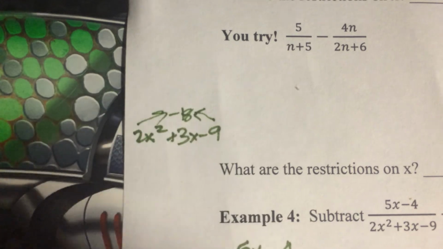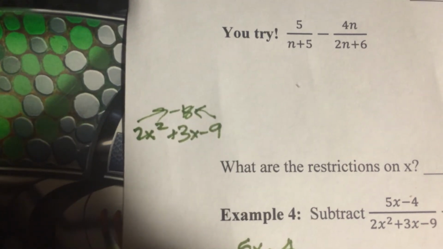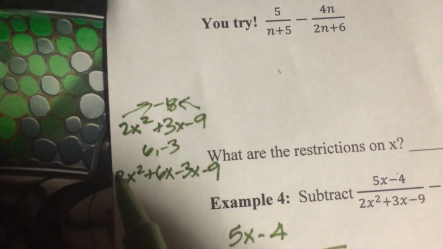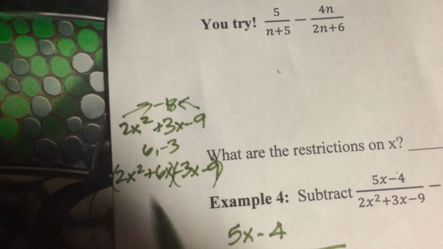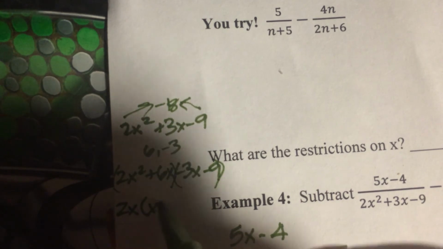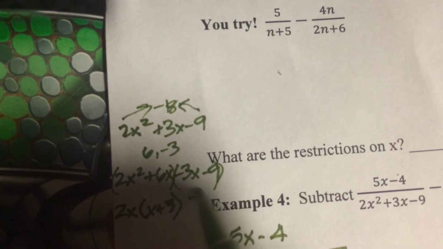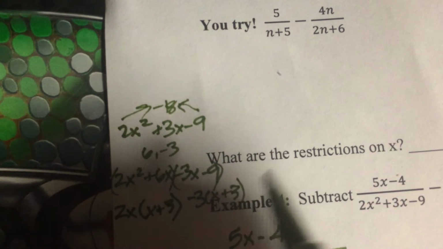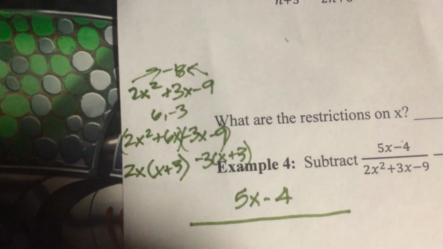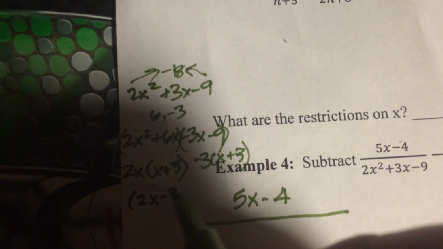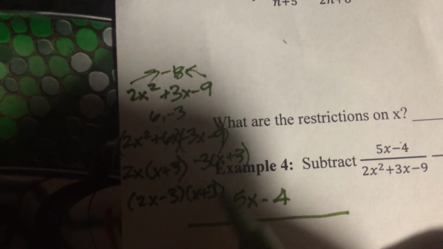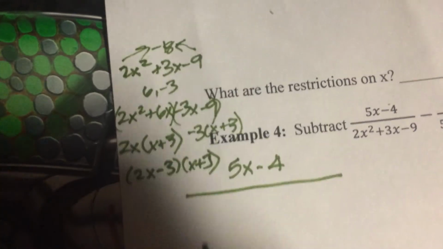plus 3x minus 9. So I need two numbers that multiply to equal negative 18 and add to equal 3. So that's going to be 6 and negative 3. So 2x squared plus 6x minus 3x minus 9. Pull a 2x out of here and I'm left with x plus 3. Pull a negative 3 out of here and I'm left with x plus 3. So completely factored, this is going to be 2x minus 3 times x plus 3. Just good to know, so I can put that on the bottom.